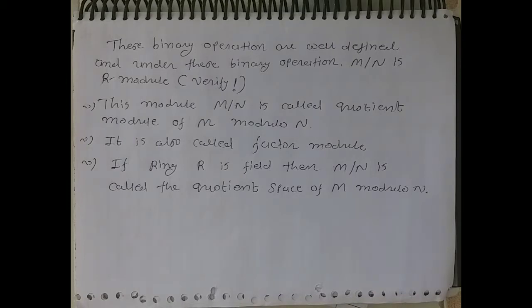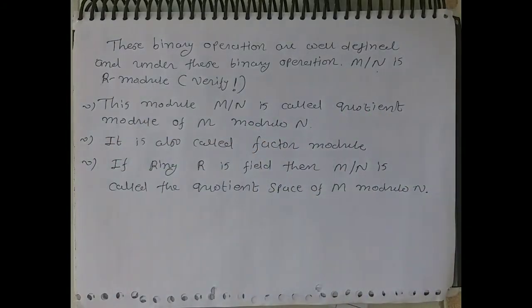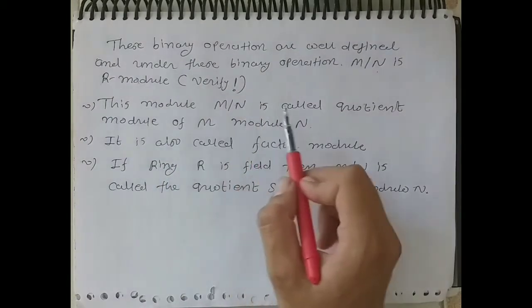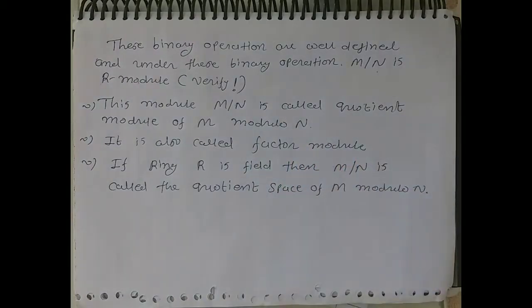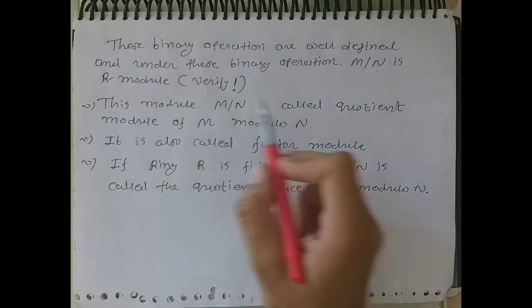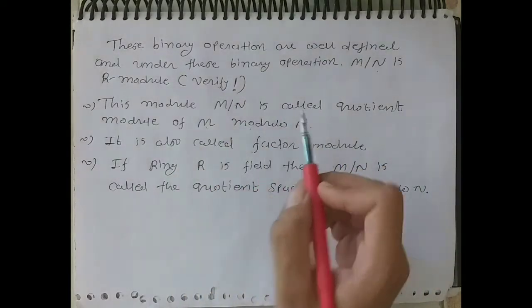Okay, કે આપણે જે બાઇનરી ઓપરેશન ડિફાઇન કર્યા એ વેલ ડિફાઇન છે અને અંડર ધીસ બાઇનરી ઓપરેશન M quotient N છે એ R મોડ્યુલ થાય છે. આ વેરિફિકેશન તમારે કરવાનું. ઓકે, then this module M quotient N is called quotient module. આને શું નામ આપ્યું આપણે? M quotient N વાળું જે મોડ્યુલ મળ્યું એને નામ આપ્યું quotient module of M modulo N.